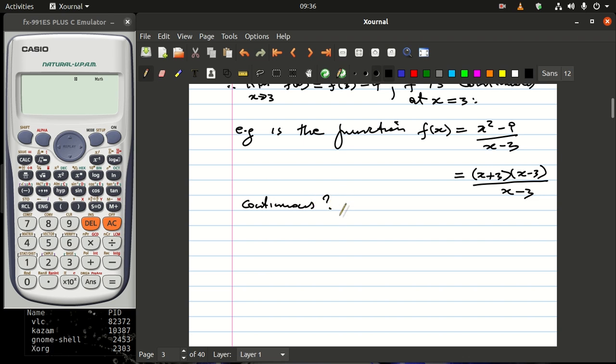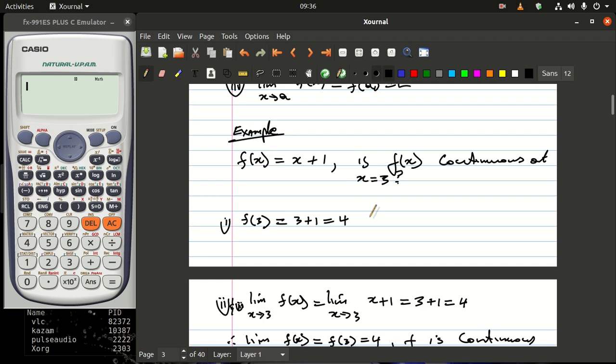So that's the question you want to answer. The first thing that you need is continuity at x equals 3. The first thing you need to find out is, what is the value of f of 3? If I plug in x equals 3, here I would get a 0, and here I will also get a 0. So f of 3 is undefined in this case.